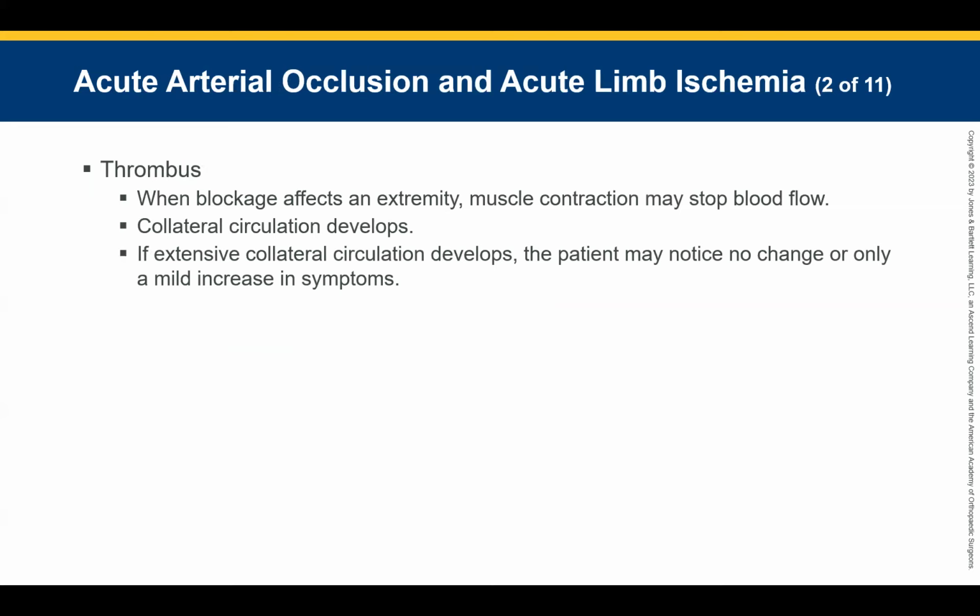Thrombus is a blockage that affects an extremity. Muscle contraction may stop blood flow. That's going to be painful. So when they have thrombus, there normally is pain in that extremity. You may not be able to feel a pulse in that extremity. If you can't feel a pulse, it's more time sensitive.